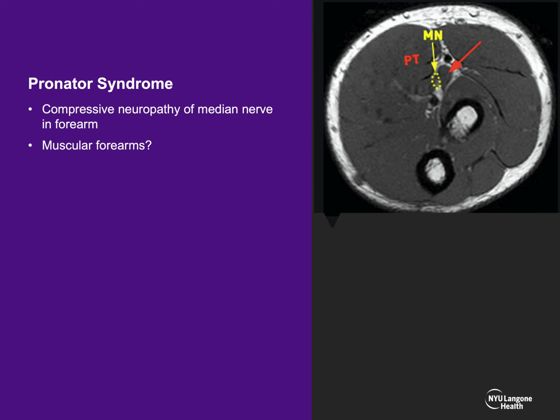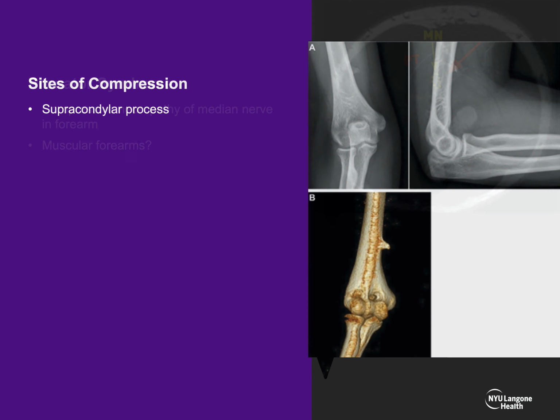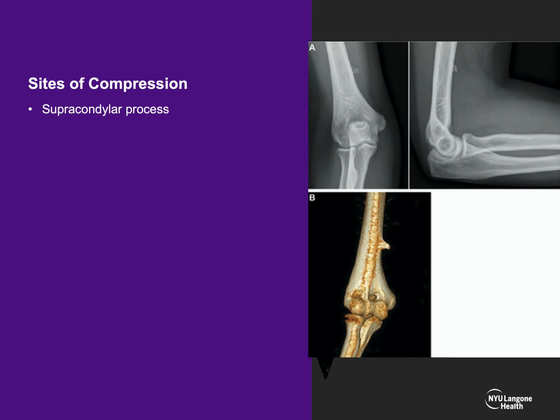Okay, next is pronator syndrome. Pronator syndrome is of the median nerve compressed in the forearm, idiopathic most of the time, with muscular forms in tennis players and people that use their forearms a lot, especially with pronation, who develop a lot of muscle mass around the median nerve that can compress the median nerve. Sites of compression, just like you do with radial tunnel and PIN syndrome. First one, supracondylar process. Very uncommon, but get an x-ray.